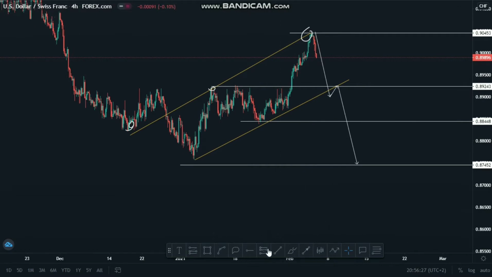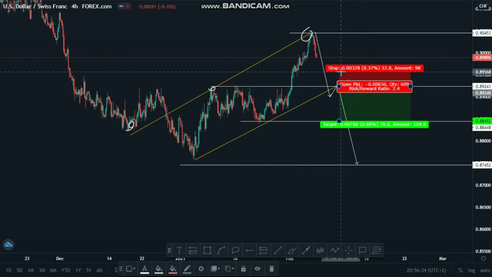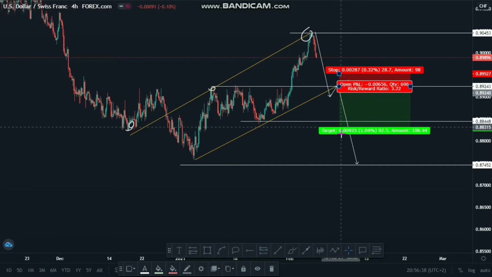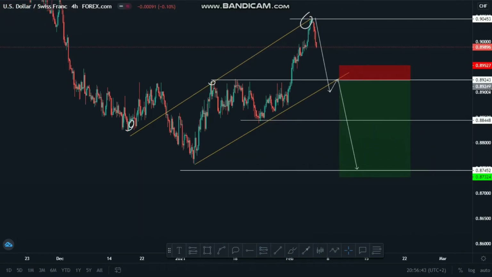We're going to be doing what? We're going to be focusing on entering selling opportunities around this level only, with a stop loss of around 200 to 400 points, making it as tight as possible so that we don't lose much money when the pair does its things otherwise.